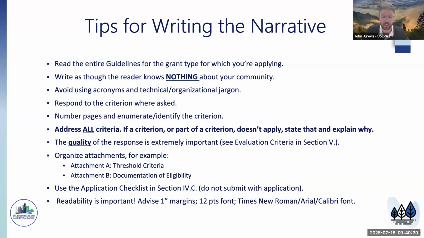Write as though the reader knows nothing about your community, because this is the case. The grants get reviewed by 2 to 3 reviewers, and chances are that none of them have stepped foot in your community. So write it as if this is the first time that somebody is being introduced to your area. Avoid using acronyms and technical organizational jargon. It makes it easier for reviewers. We're not typically Googling all these different acronyms. So it's important to leave that out and assume you don't know the background of the reviewers.